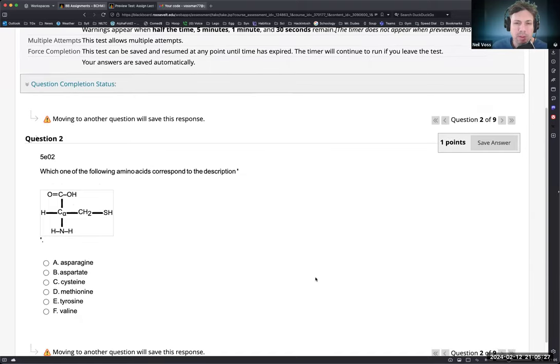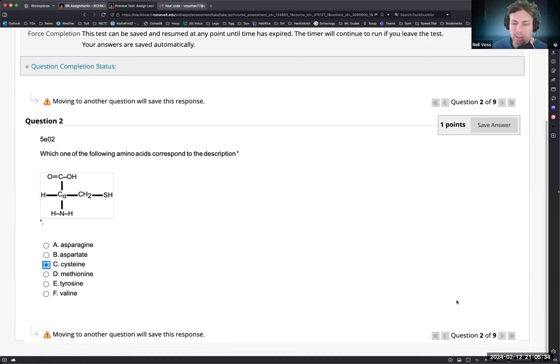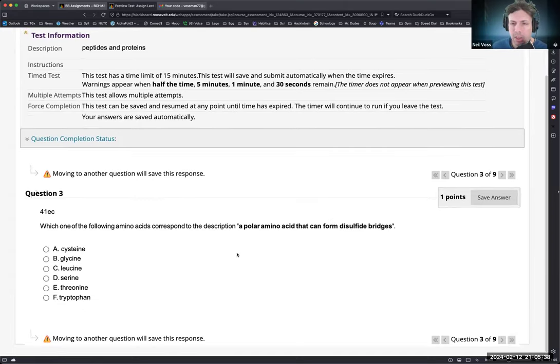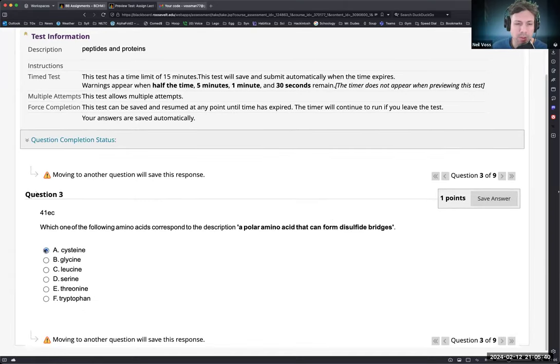Which one of the following amino acids corresponds to the description? In this case, it's just a picture. It looks like a sulfur side chain, which is only cysteine. Again, these questions are probably easiest if you have a table in front of you. Polar amino acid that can form disulfide bridges, same answer.